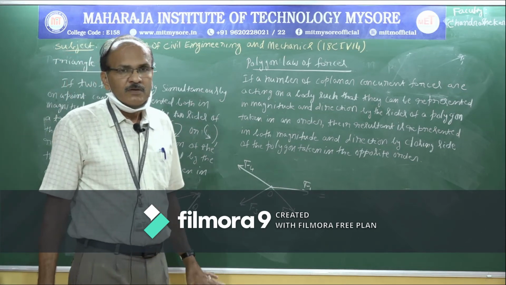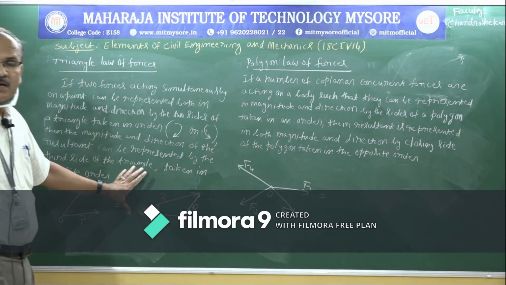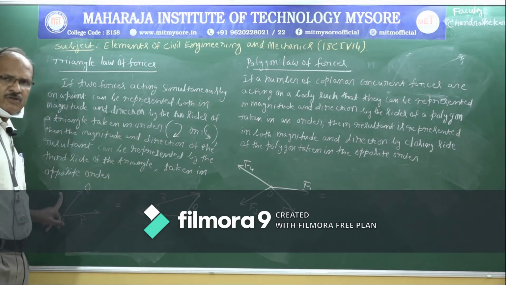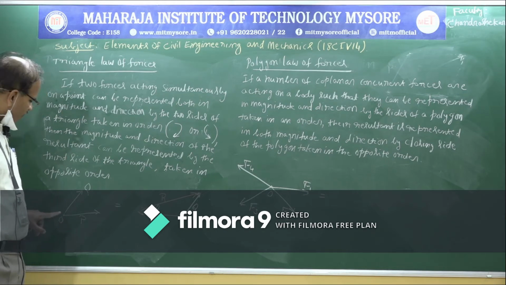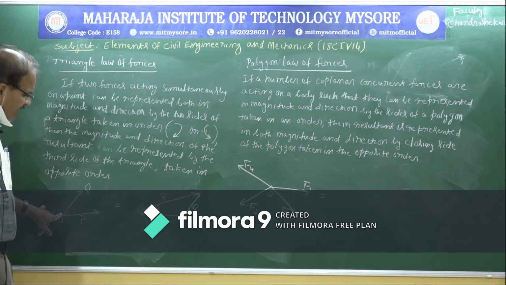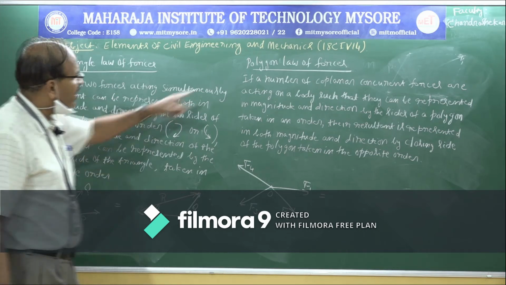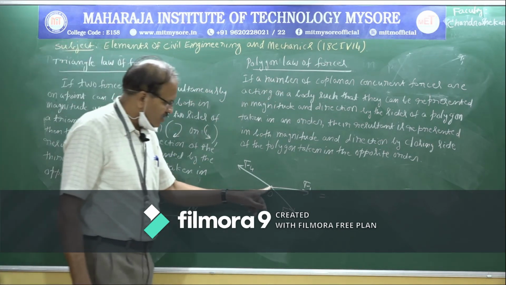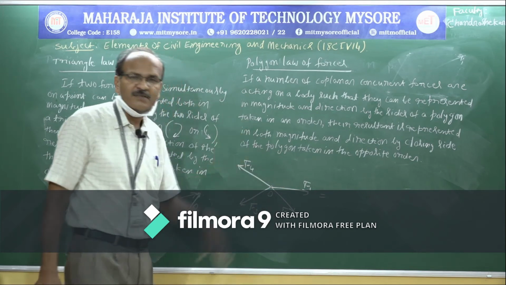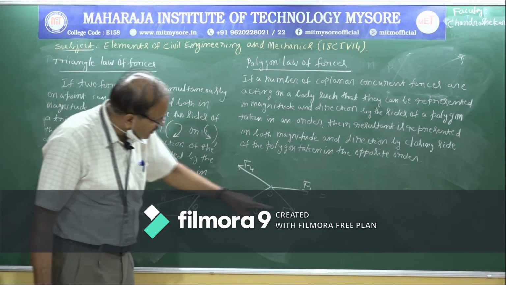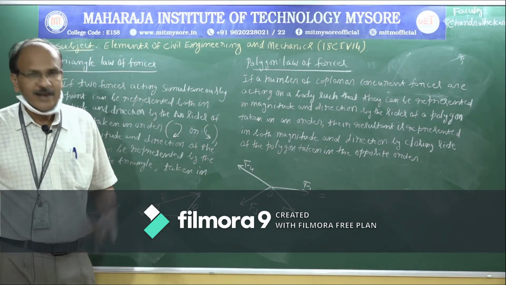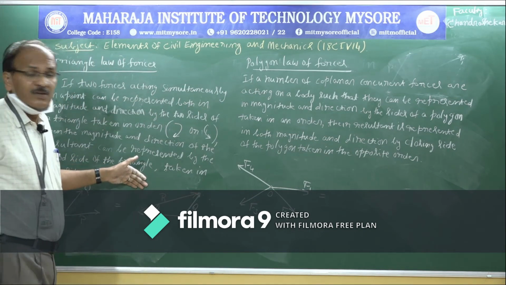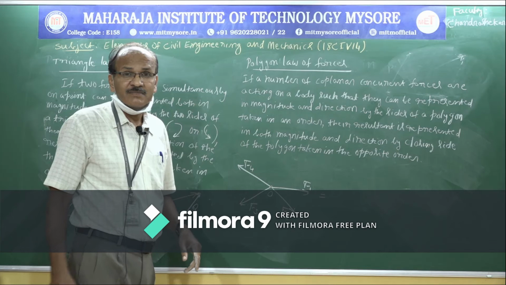So that's what the triangle of forces says. So we are going to extend this for multiple forces. Here we have only two forces. What if more than two forces are acting at a point? Then we are going to make use of the polygon law of forces. Look at this. This is the point on which we have four forces acting. So how to find the resultant of these four forces graphically? Again, along the same lines, this also says the same thing.